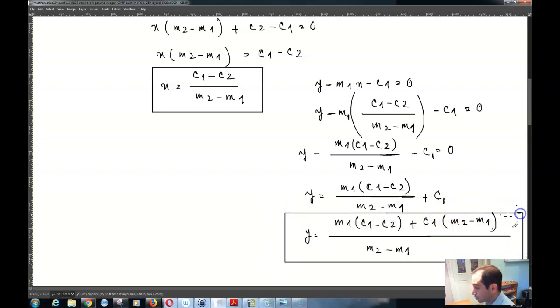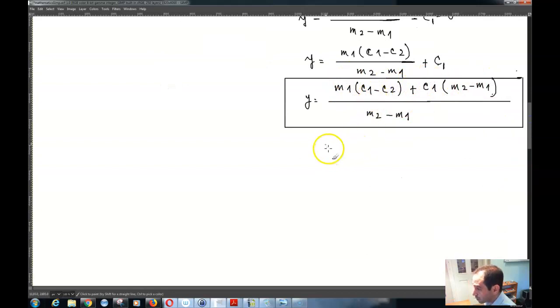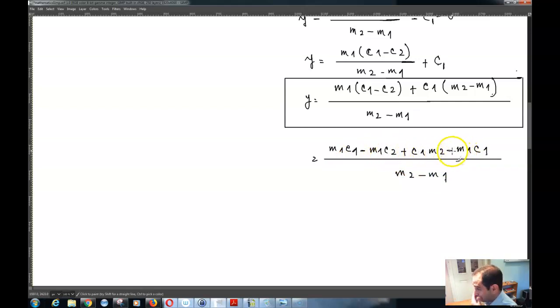Now let's see if we can actually do something with this, because this is long. I think we can simplify this. If I do some multiplication here, I get m1c1 minus m1c2 plus c1m2 minus m1c1 over m2 minus m1. But over here I have m1c1 and m1c1, and you can cancel these two out. And this is m1c2, this is m2c1. So I can write this as m2c1 minus m1c2 over m2 minus m1. And this is your y.